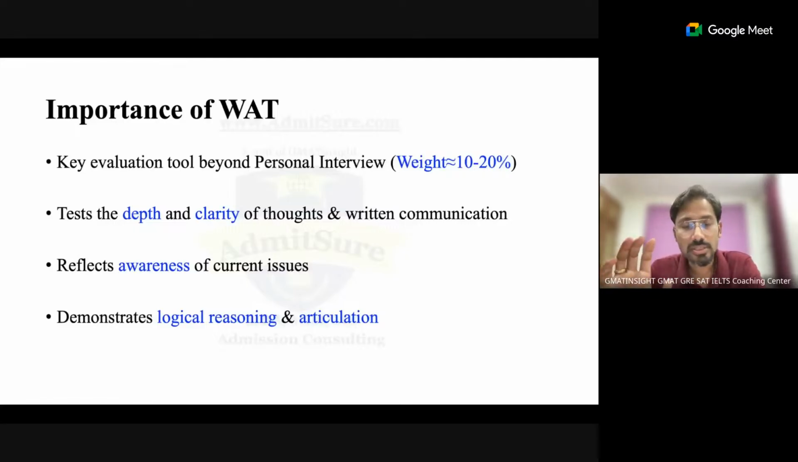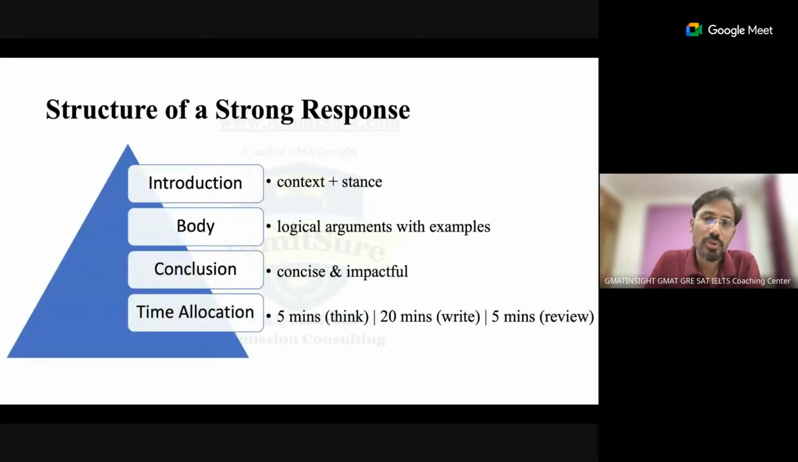You also have to recapitulate the entire WAT so that you can keep a balance between different perspectives that you have portrayed in your WAT body, which shows that you are using your logical reasoning skills and you're not putting your biases into the WAT. That is one of the key parts. So these are certain parts, how exactly we are going to cover them and in which parts we are going to cover them, that is represented in this slide.